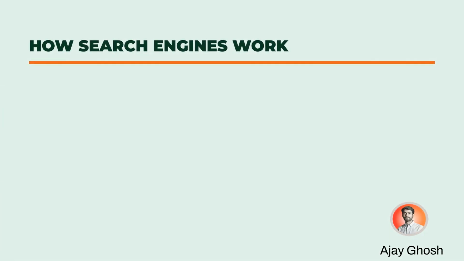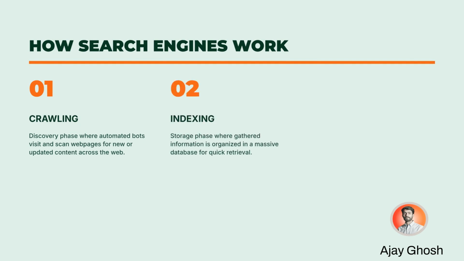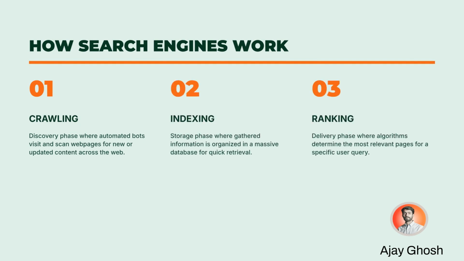Search engines work in three main phases: crawling, indexing, and ranking. Crawling is the discovery phase where bots scan for content. Indexing organizes this information. Finally, ranking determines the most relevant pages for a user query. Remember, if Google cannot crawl or index your page, it cannot rank it.